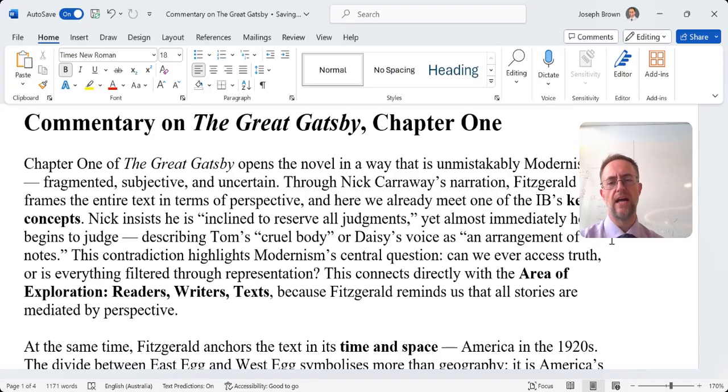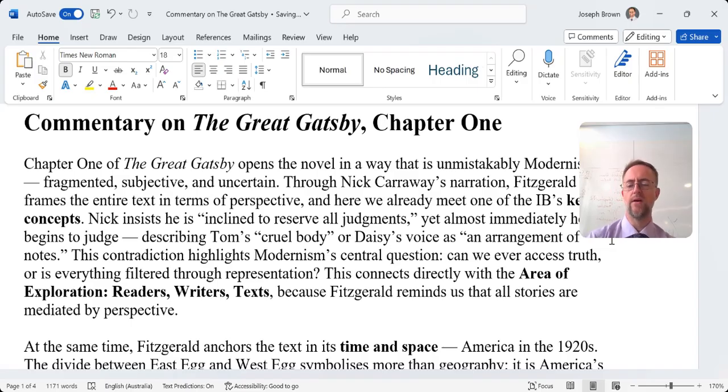And he tells us Gatsby's the one man of hope. In the beginning, he wasn't sure about him, but by the end, he's the one who was worth redeeming out of the whole story. So this frame narrator sets you up right from the start, telling you how to read the story, and very ironically says, I don't judge, but then he does judge all the way along. This contradiction highlights modernism's central question. Can we ever access truth, or is everything filtered through representation?